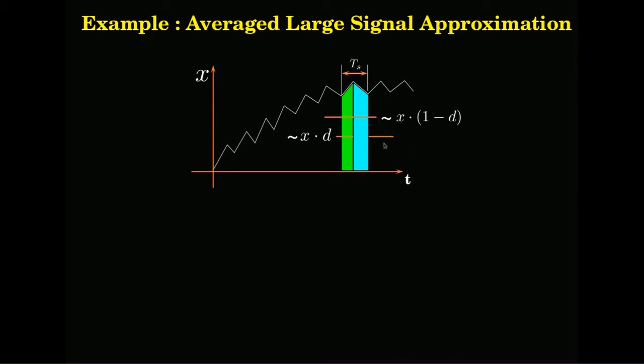So, when you say large signal approximation, when I add up these two, it will result in some flat top value, which represents x d plus x into 1 minus d, equivalently. So, every carrier interval is having some flat top value. All these will have flat tops. Now, this is the large signal approximation, called the averaged large signal.